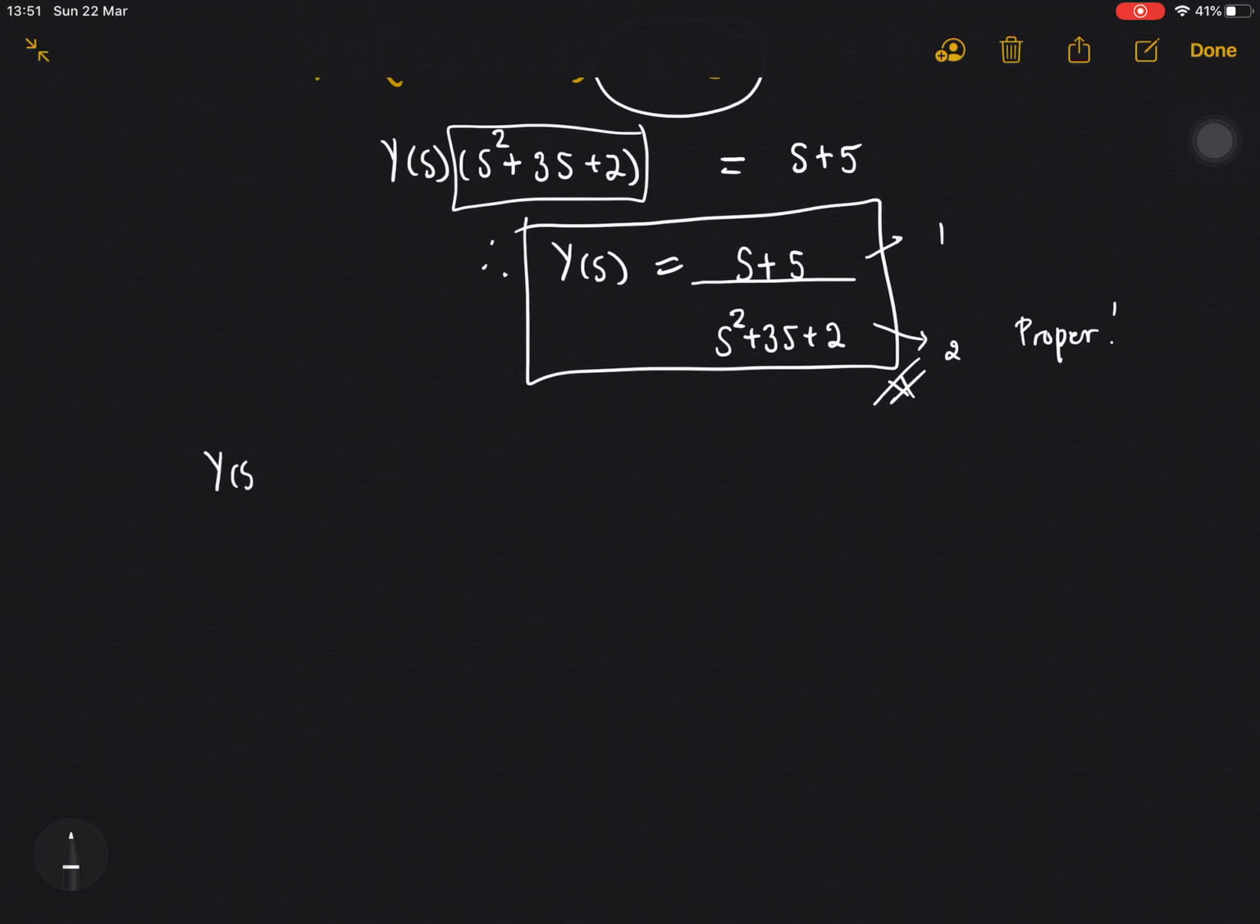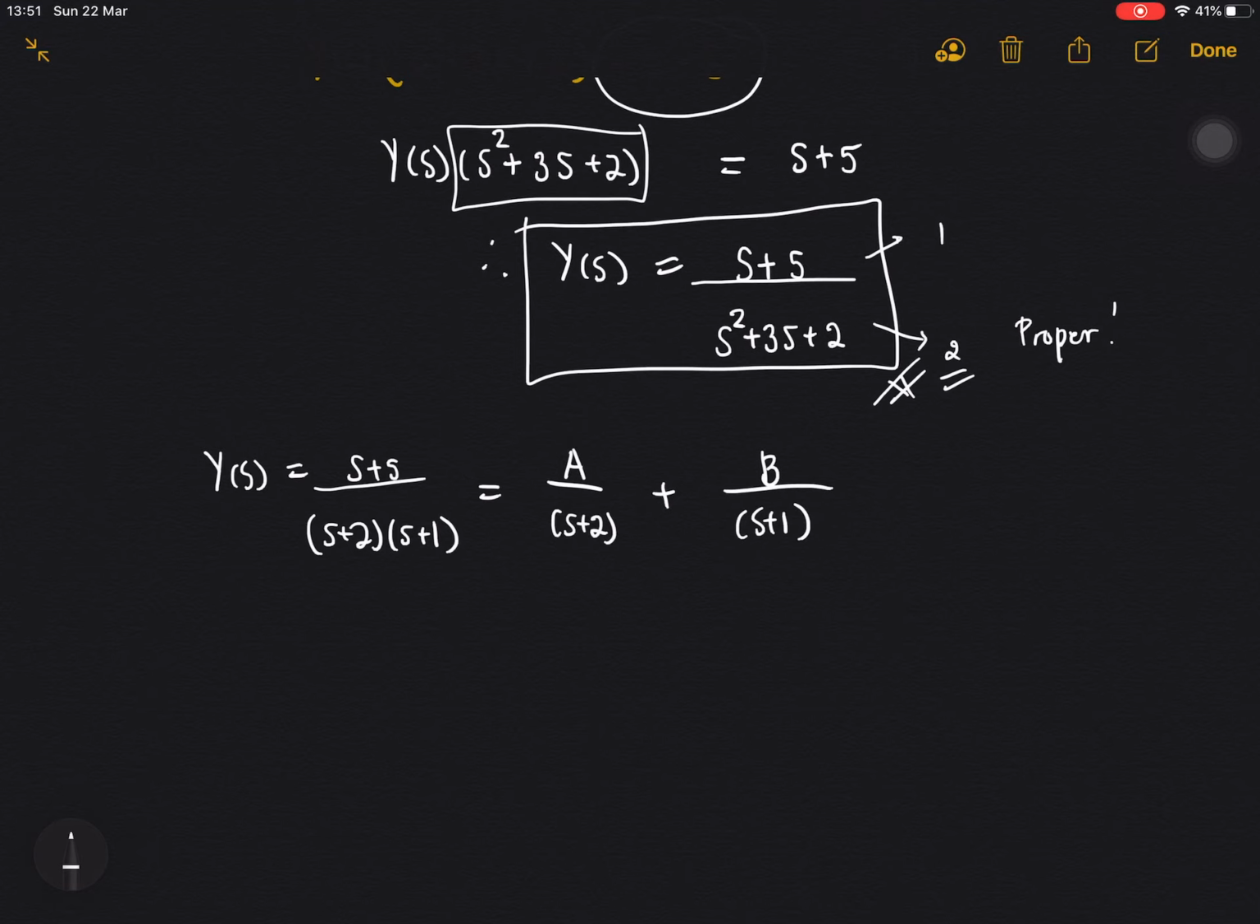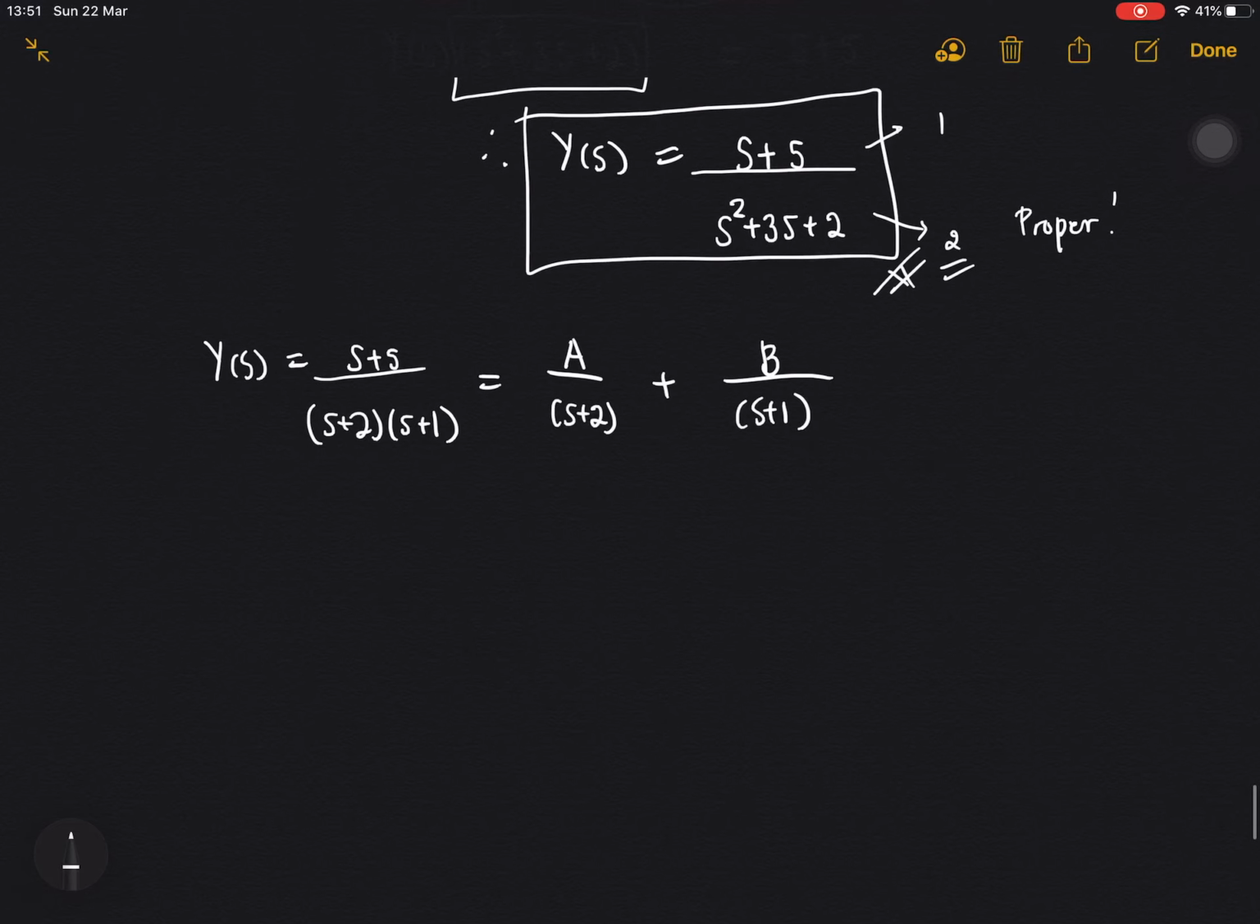So our Y(s) here will be equivalent to s plus 5 divided by, if we take a look here, s plus 2 multiplied with s plus 1. And again, in this case, the maximum degree is 2, which means that you need two variables. So let me name them A divided by s plus 2, adding up with B divided by s plus 1. So now you have two expressions, and then we will find the solutions for A and B, and then we will use the inverse transform back. So that is the first step.